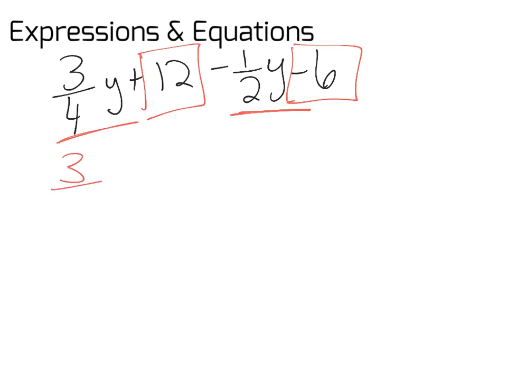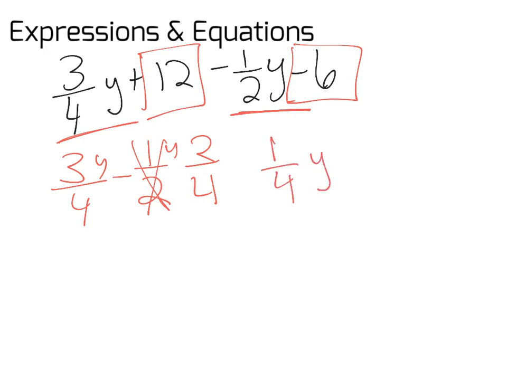So let's look at this fraction first. I have 3/4 minus 1/2. There's a y there, but I can ignore the y right now. So I'm going to need to change this to 2/4, to get a common denominator, and 3 minus 2 is 1/4 y.